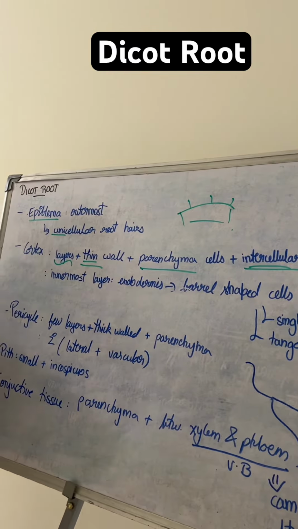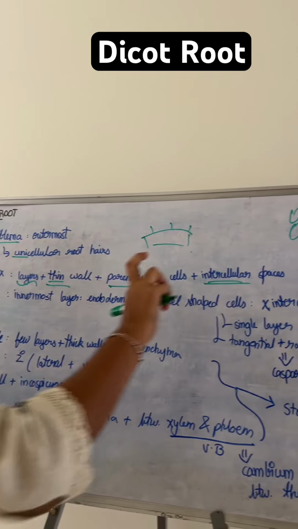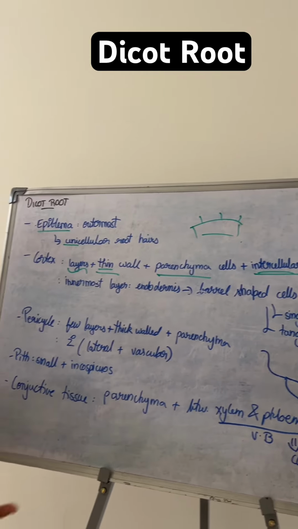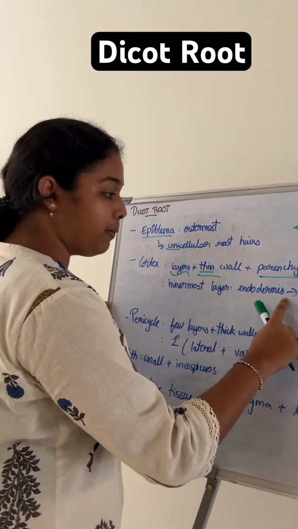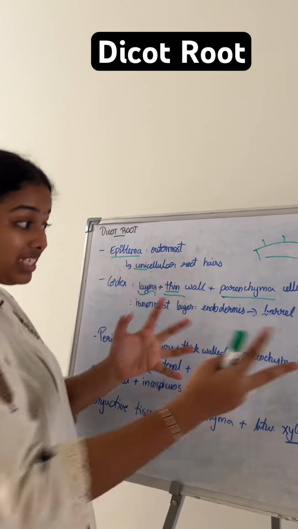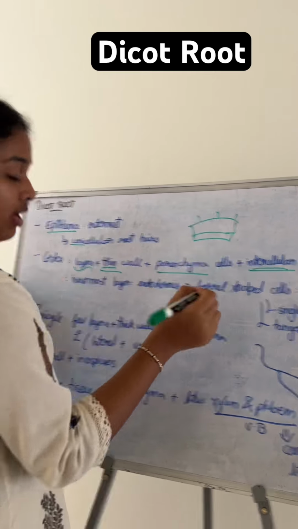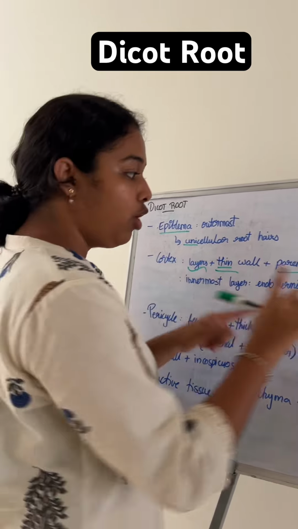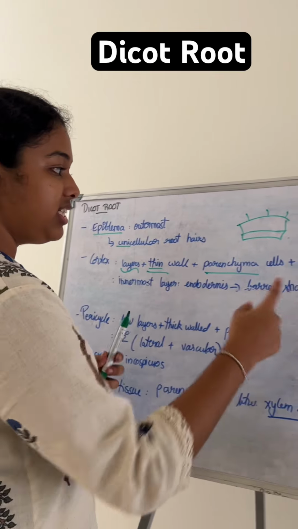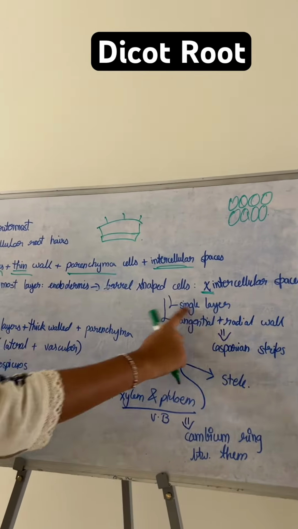We should never forget the features because the thin can be made into thick, intercellular can be intracellular, and such things can be important in the exam. Now the innermost layer of the cortex would be the endodermis. This endodermis has a layer of cells shaped like a barrel. But here the contradiction is there are no intercellular spaces and it is only a single layer.